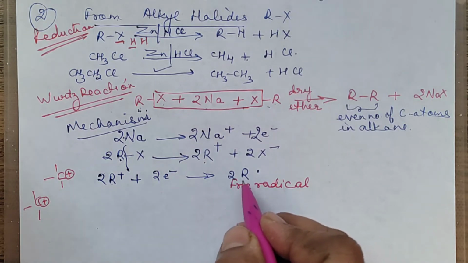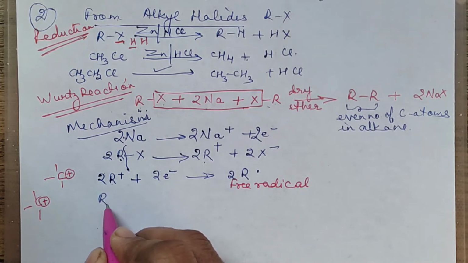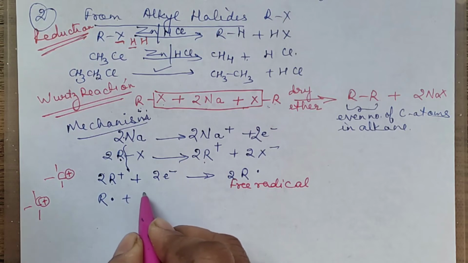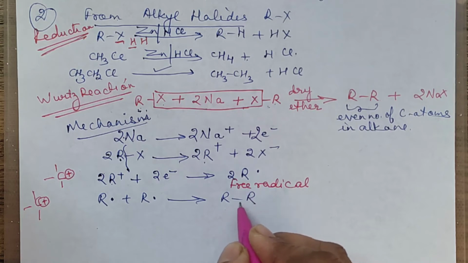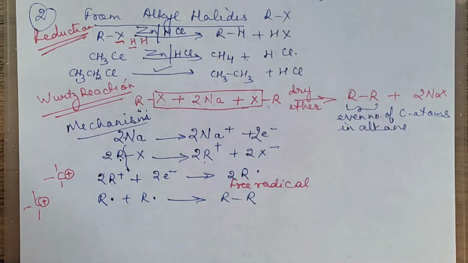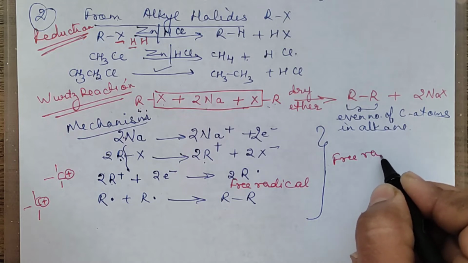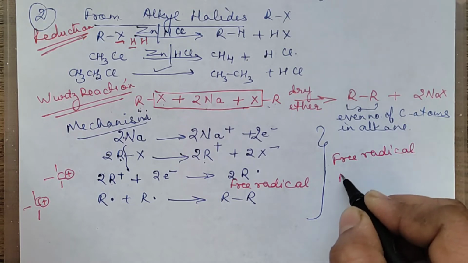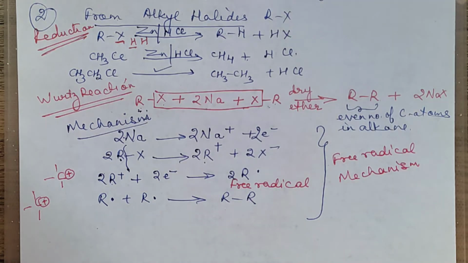Now 2 R dots are there, and R in the form of a free radical has a tendency to combine with another such R. So the 2 R's will combine and form R R, that is the alkane, which was formed here. So this reaction mechanism is a free radical mechanism. It is the free radical mechanism which is proposed for the Wurtz reaction. Right? Now you can understand the same thing with respect to some alkyl halide also. That is also not a problem.